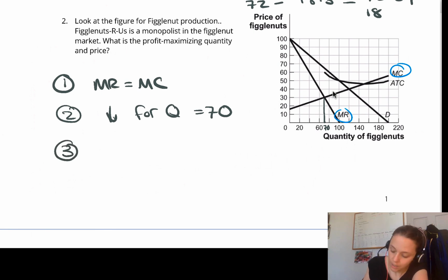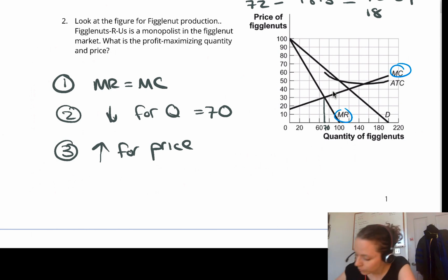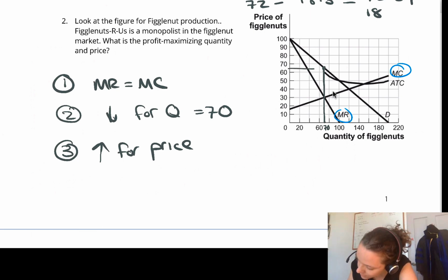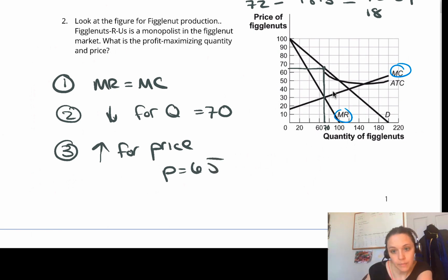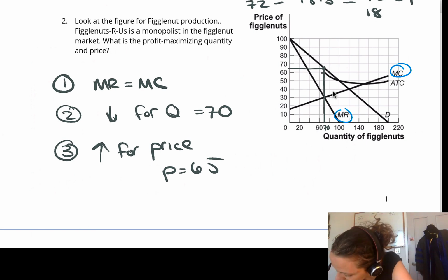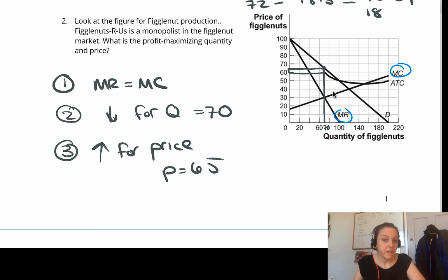And then I'm going to shoot up for the price because I'm going to say at 70, what will the market bear? Well, the market will bear right there. And I'm going to say that's 65. So that's our profit maximizing quantity and price. Now in this case, you can actually see the profits here aren't huge because the ATC is so high. Essentially what's happening is that the profits are going to be this little bit right here. So not huge, but they are there.